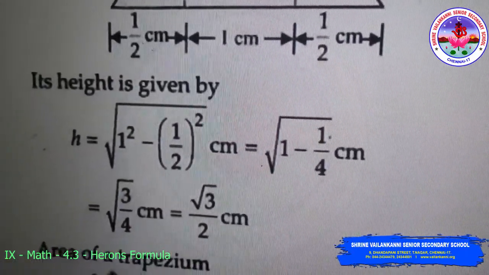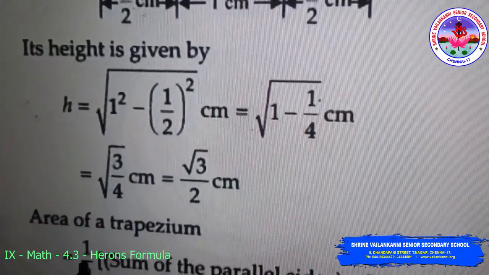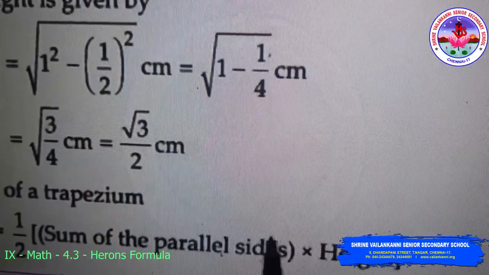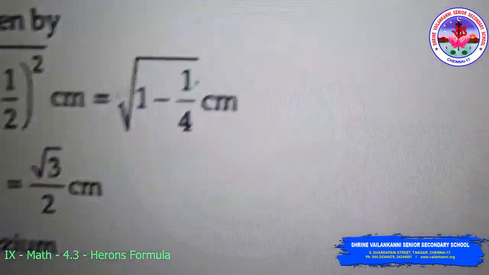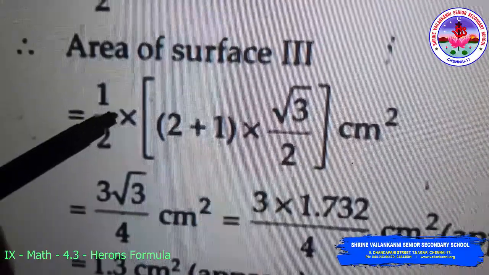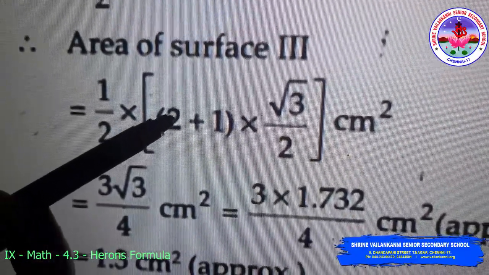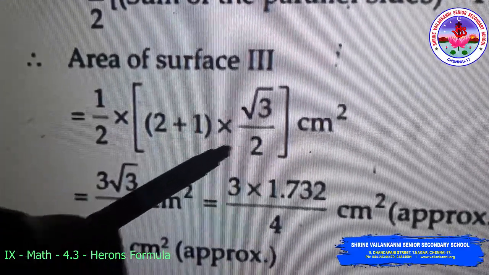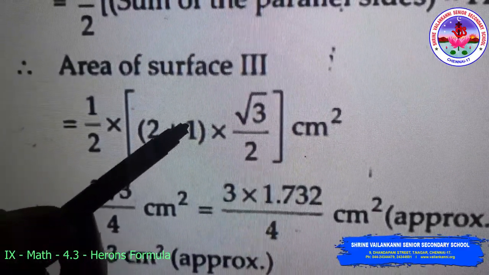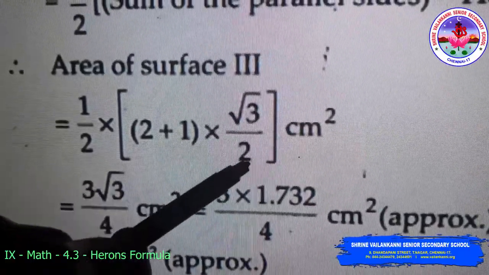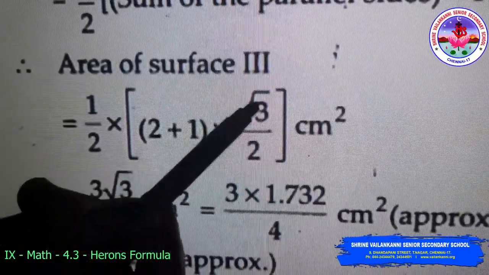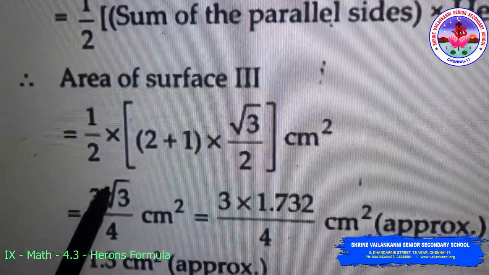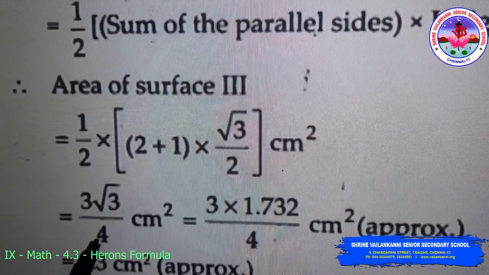Now coming to the area of the trapezium, which is equal to half into the sum of the parallel sides into height. I am going to substitute the values now: half into the sum of the parallel sides, which is 2 plus 1, into the height I got, root 3 by 2. So 2 plus 1 is 3, 3 into root 3 by 2. So the inner bracket gives 3 root 3 by 2. If I multiply that with half, I will get 3 root 3 by 2 into 2, which becomes 4.